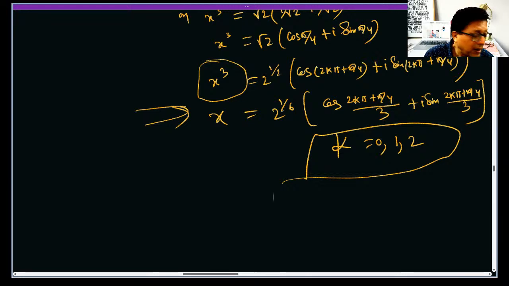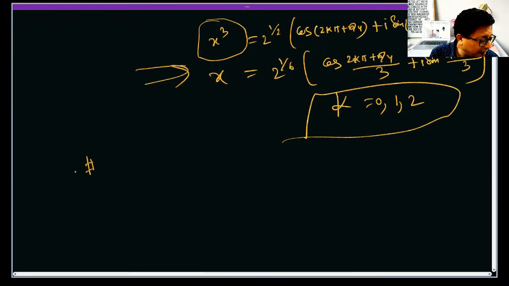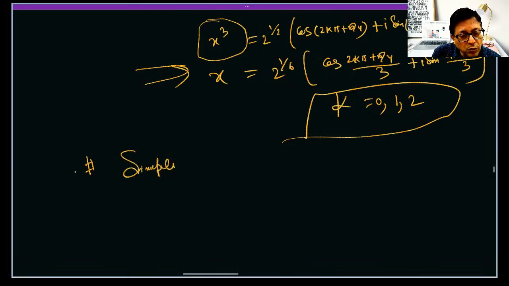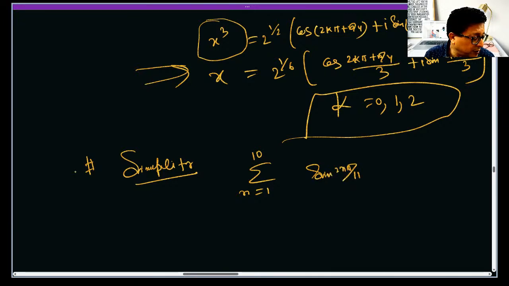Suppose they have asked you to find the sum of this series. It is from an old IIT paper. Evaluate or simplify sigma n equal to 1 to 10 of sin 2nπ/11 minus i cos 2nπ/11. How to proceed?